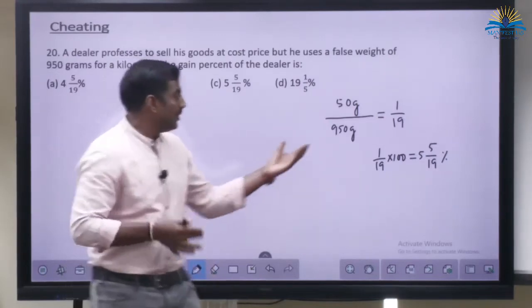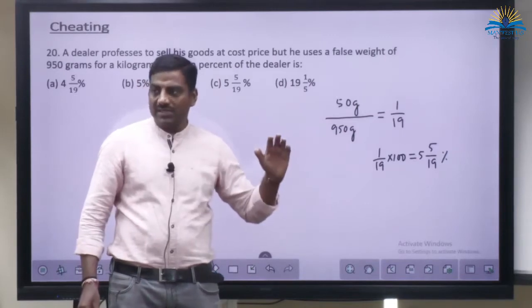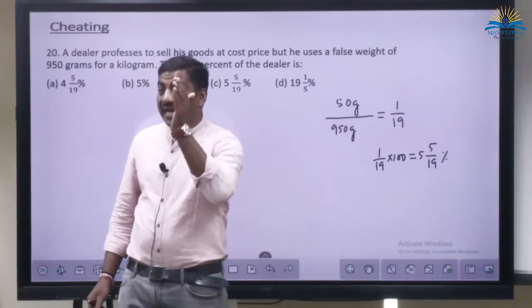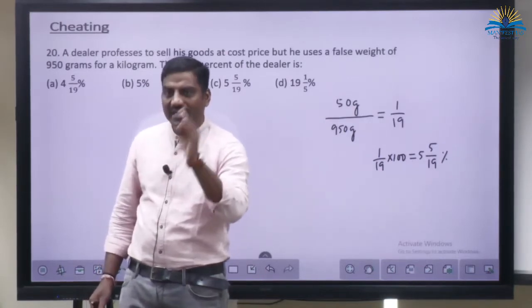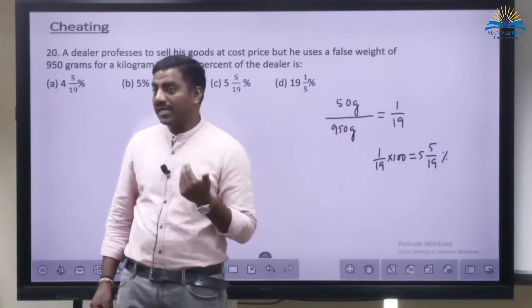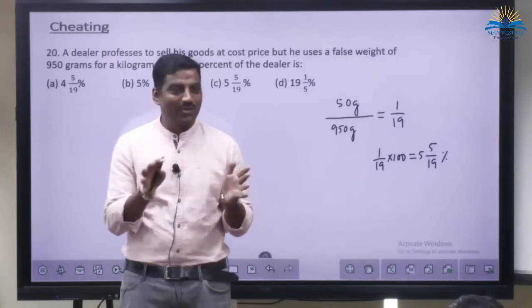Because in the denominator we are not taking 1000 grams here. We are taking 950 grams. That is why our answer will be just more than what you perceived. If it is 5, it is more than 5. If it is 10, it is more than 10. If it is 20, it is more than 20. So in what all ways can I make you comfortable with respect to options?